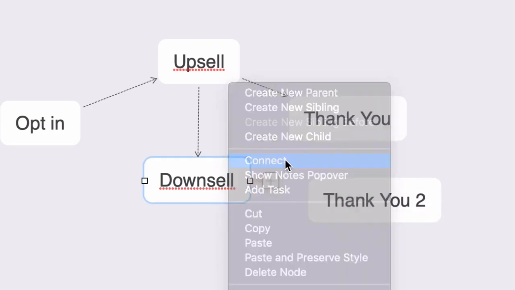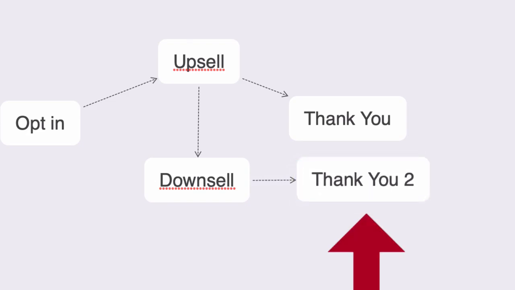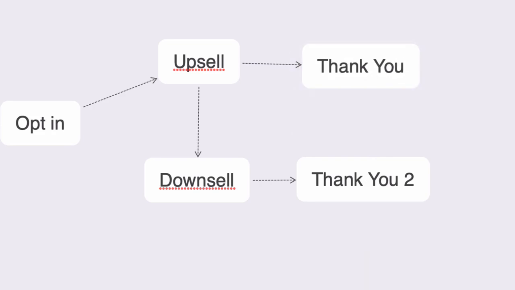And of course, we could create a second thank you page and actually delete this connection and have the people who buy the downsell go to a separate thank you page that is more relevant to them. Try doing this in your normal mind mapping tool.